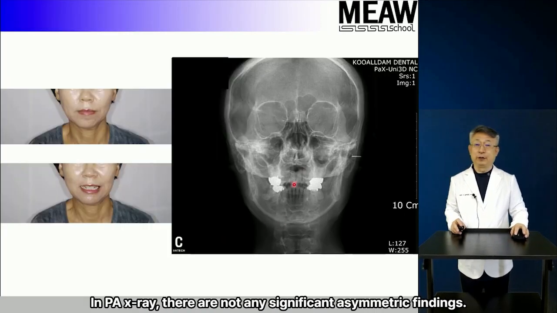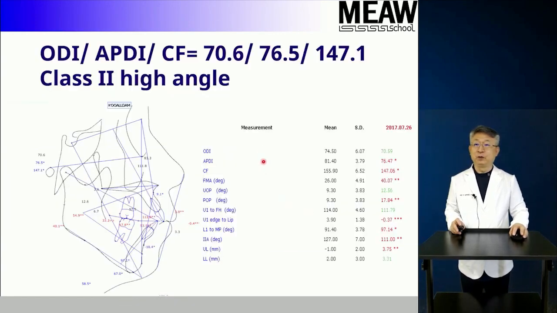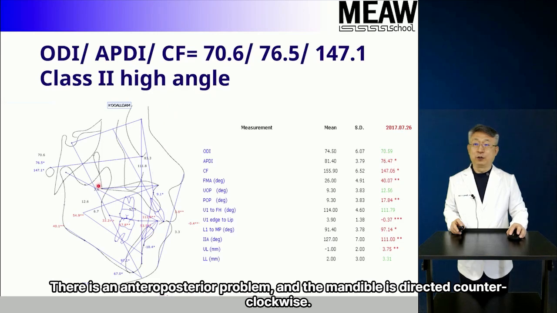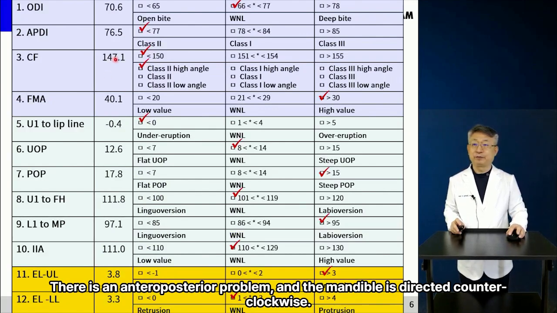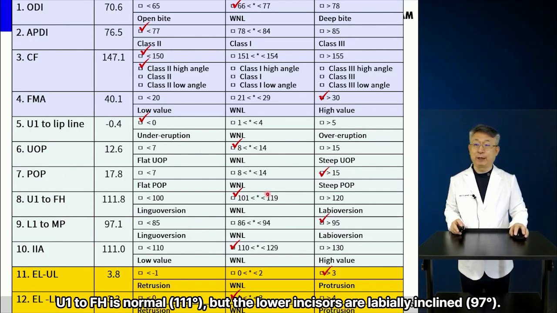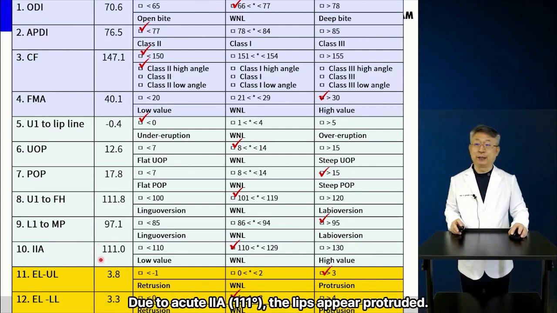In PA X-ray, there are not any significant asymmetric findings. ODI 70, API 65, CF 147 indicate class 2 high angle. There is an anteroposterior problem, and the mandible is directed counterclockwise. FMA is steep 40, UOP is normal 12, and POP is steep 17. Yon to FH is normal 111, but the lower incisors are labially inclined 97. Due to acute IIA 111, the lips appear protruded.